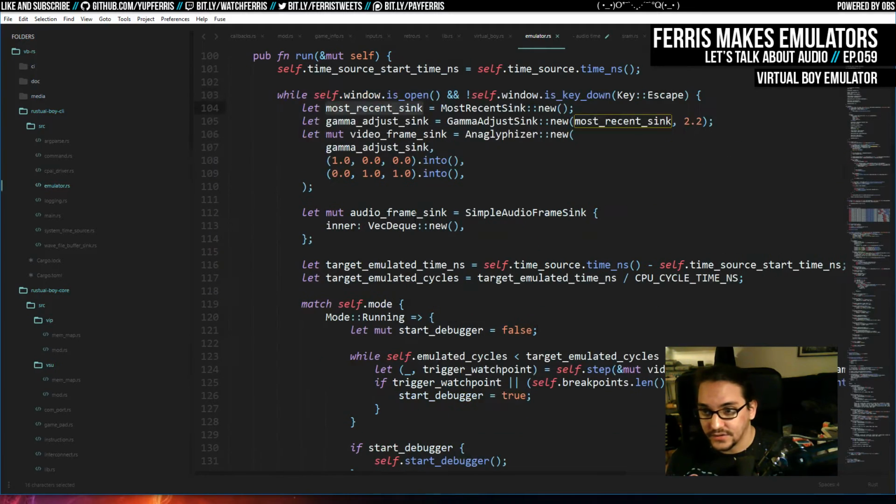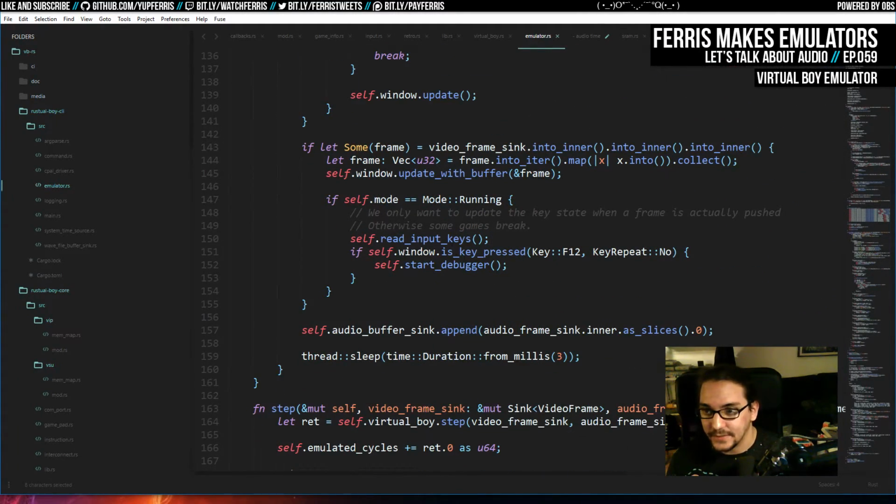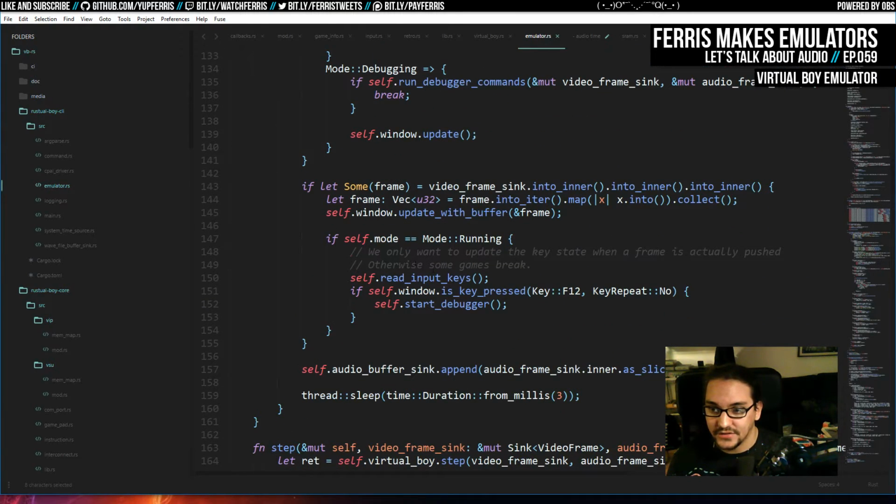And then there's also an audio frame sync here, which I just implement as a VecDeque because it's very easy. So after I've run the emulator, I just check those buffers. If there's a new frame, I grab that out, and then regardless of the audio stuff, I just append that to the audio buffer sync. You can think of this as a separate sync than the one I give to the emulator, but it's really just details.